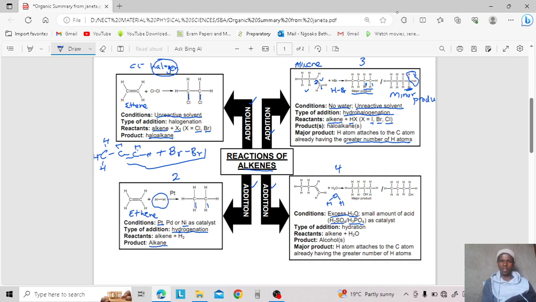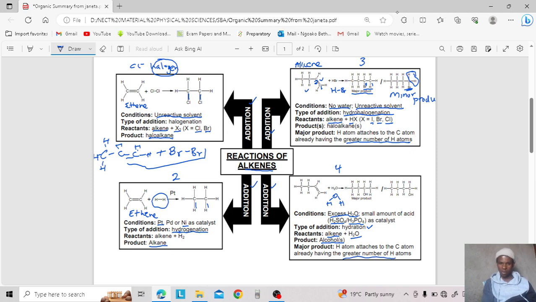Now the type of reaction, we call it hydration, because when we add water, pure water, or it can be lime water, once we add water, we call it hydration, that is addition of water. The reactants must be alkene and water. The product is going to be an alcohol. Then Markovnikov's rule still applies on this one.